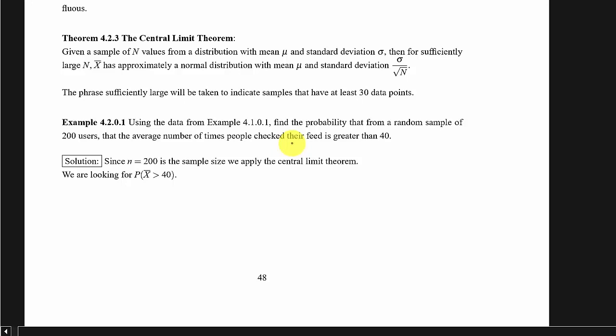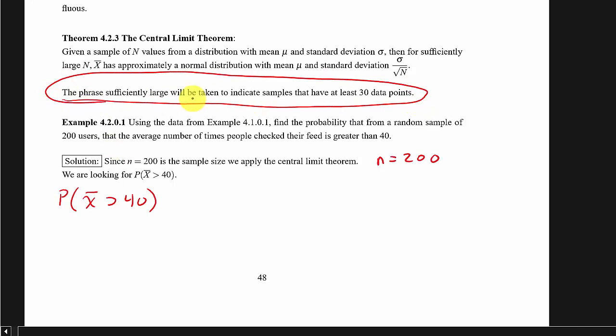So what are we looking for? We're looking for the probability that X bar is greater than 40. We can convert this to a z-value. We can use a normal distribution. We have n equals 200, a random sample of 200 users. So you can see here n is greater than 30.